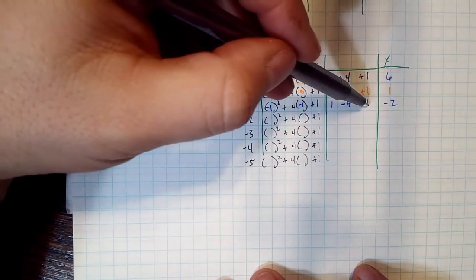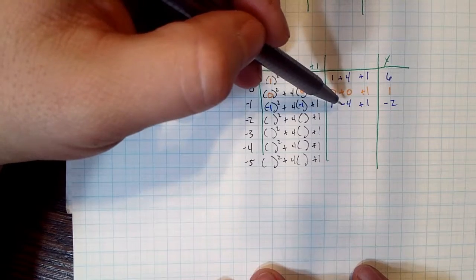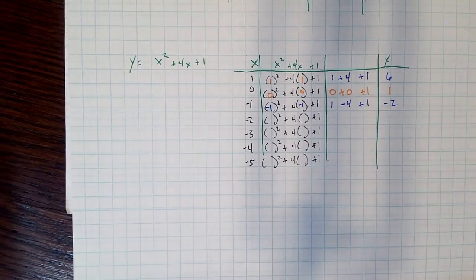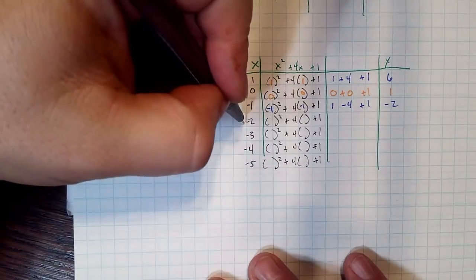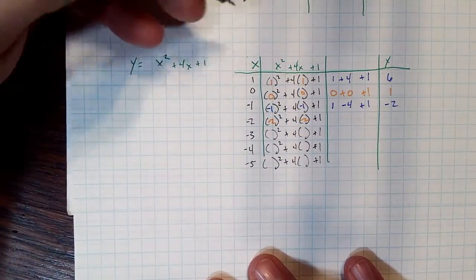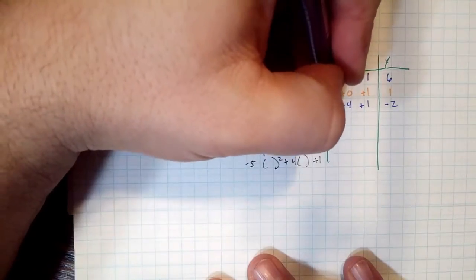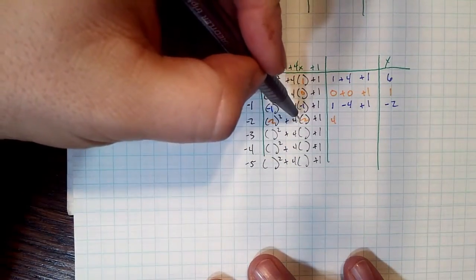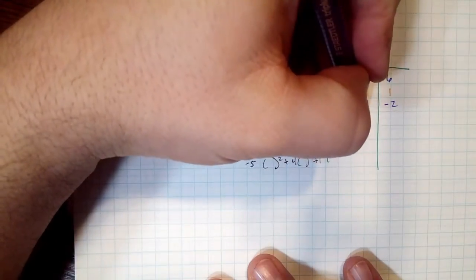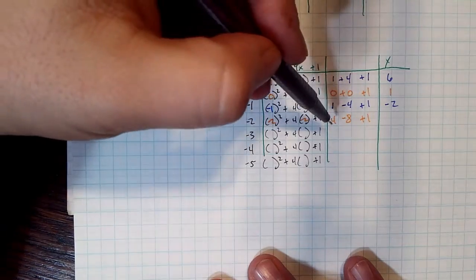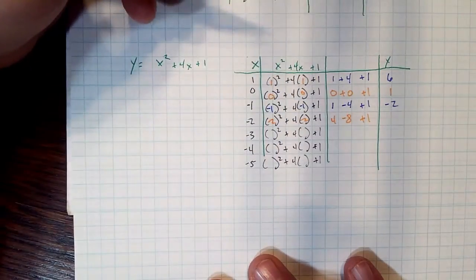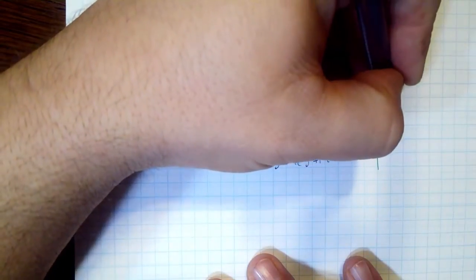Okay? The other way to think of it is I have a 1 and a 1, which is 2, minus 4 and a positive 2, negative 2. Okay, on to the negative 2. Negative 2 squared is going to be positive 4. 4 times negative 2 is negative 8. And we have plus 1. Okay, I'm going to add my positives together first. So 4 plus 1 is 5. Positive 5 and a negative 8 is negative 3.